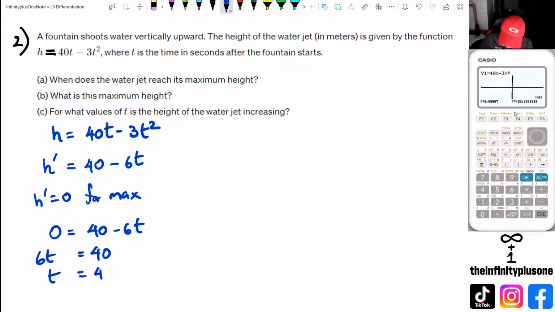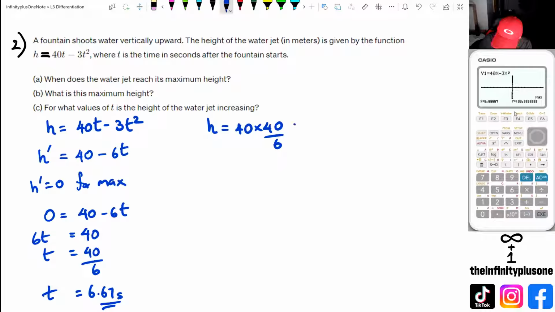I could actually round this to 6.667, but I might just leave it as 40 over 6 for the actual working out. So now I'm going to figure out what the actual height was. That's going to be 40 times 40 over 6 minus 3 times 40 over 6 squared.